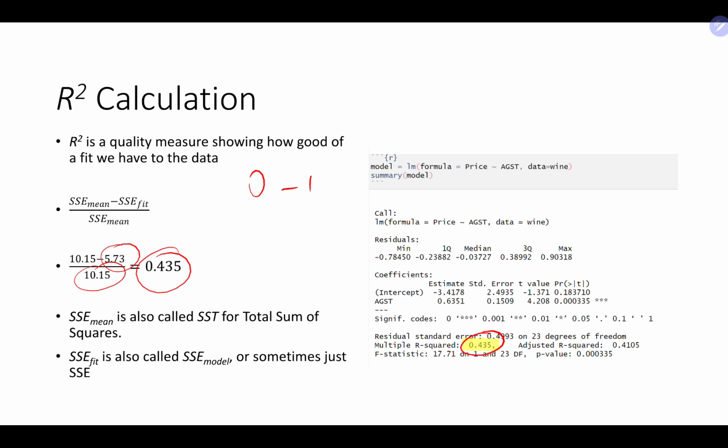So the difference between them is how much the model learned by adding the AGST variable compared to the base model. The difference, 10.15 minus 5.73, is less error being made because of the added information obtained from the AGST variable, right? So that's why we call this R squared, how much of the data was explained by the model. 43.5% or 0.435 is the amount that was captured by the model by adding the AGST to the base model. Okay, it's a comparative measure there.